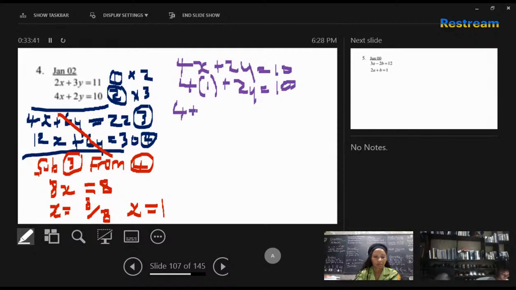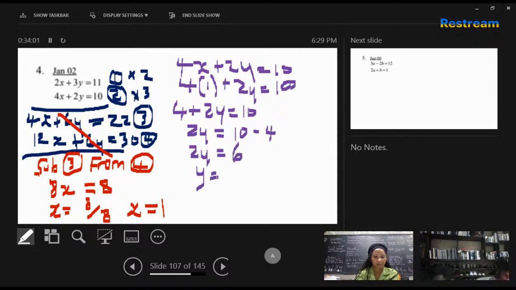Then we bring over the 4. So it will be 2y is equal to 10 minus 4. Okay, 10 minus 4. So 2y is equal to 6. Divide both sides by 2. So y is equal to 3.